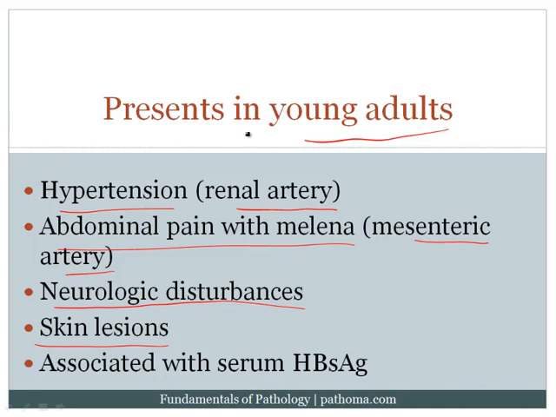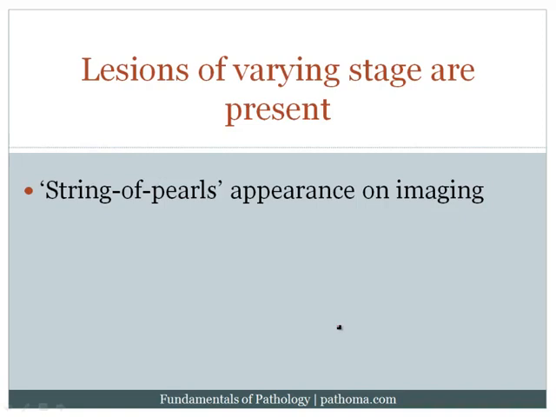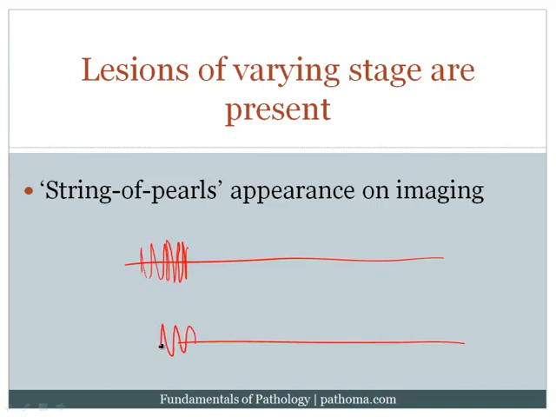One of the high-yield associations to be aware of is that in patients with Polyarteritis Nodosa, you often find a serum hepatitis B surface antigen in those patients. And so that's something to be aware of. Now, interestingly, the lesions of this particular disorder are present in varying stage. So that in some, when you look at the blood vessel, you might find some early lesions, and the early lesions consist of transmural inflammation, so that the whole wall is inflamed with a characteristic finding called fibrinoid necrosis.